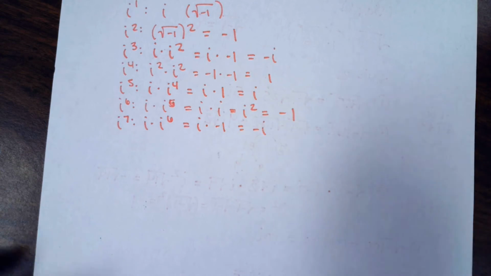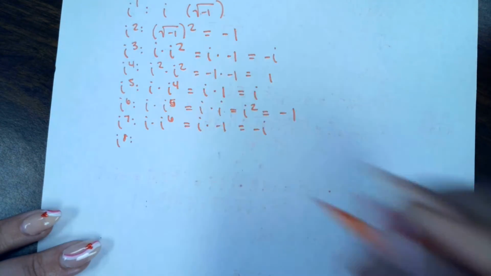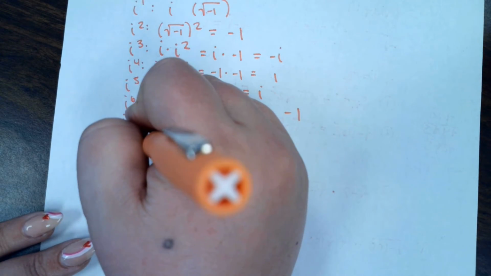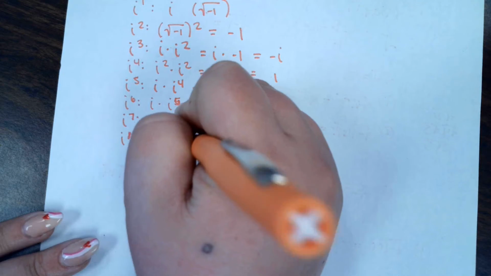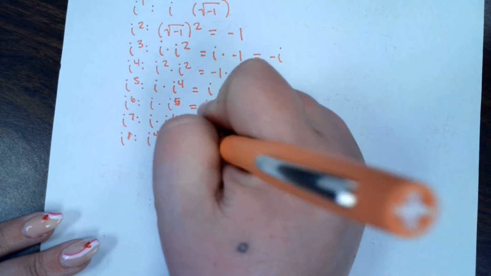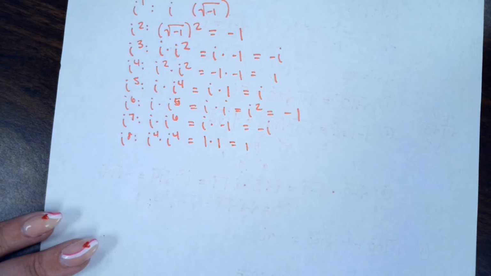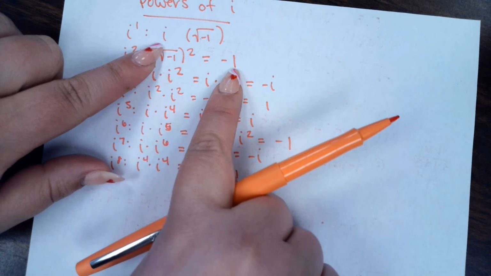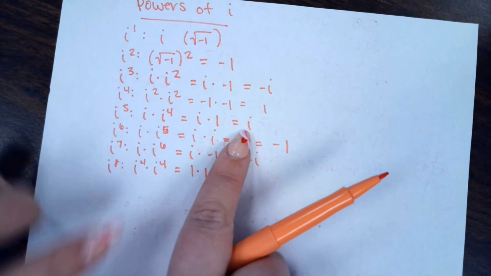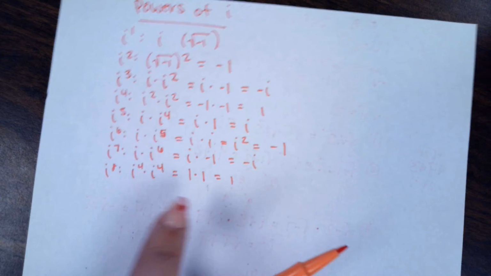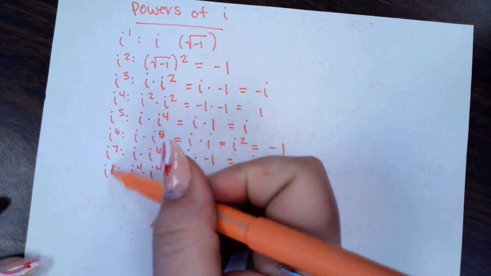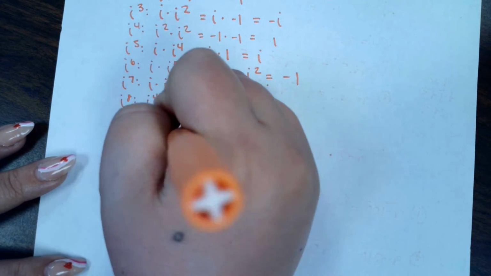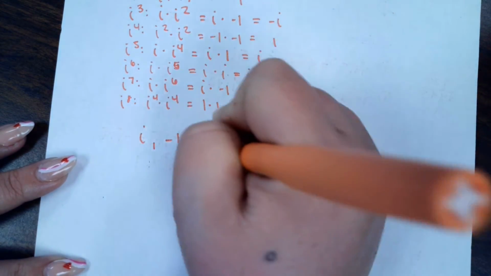We should be noticing a pattern here. Let's do one more. i to the eighth. Let's break it up a little differently. Let's say it's i to the fourth times i to the fourth. So that's just 1 times 1, or 1. So our pattern goes i, -1, -i, 1. i, -1, -i, 1, over and over and over again as your exponents get larger.